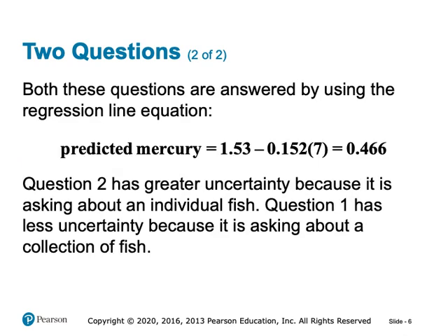Both of the questions we just discussed can be answered using the regression line equation that we derived earlier. Let's go through how we would use this equation to provide answers to these questions. The equation we have is: predicted mercury level = 1.53 - 0.152 × pH. For the specific case where the pH is 7, we can substitute 7 into the equation to predict the mercury level. Predicted mercury level = 1.53 - 0.152 × 7. When we carry out this calculation, predicted mercury level = 1.53 - 1.064 = 0.466.